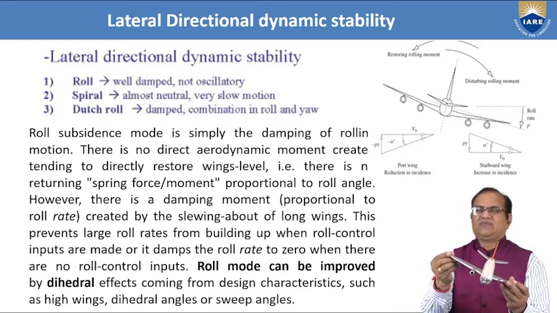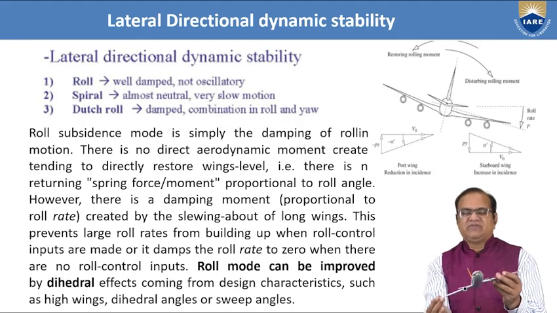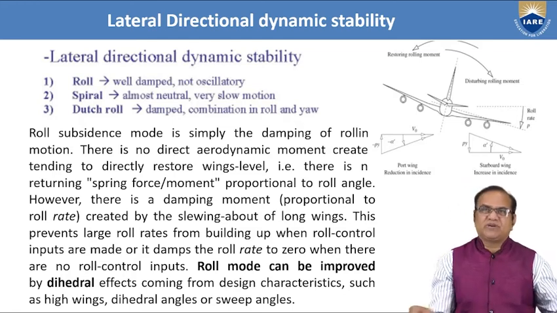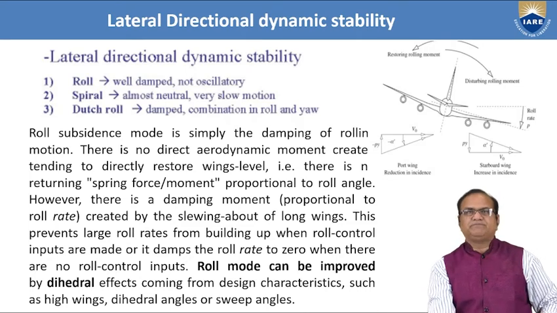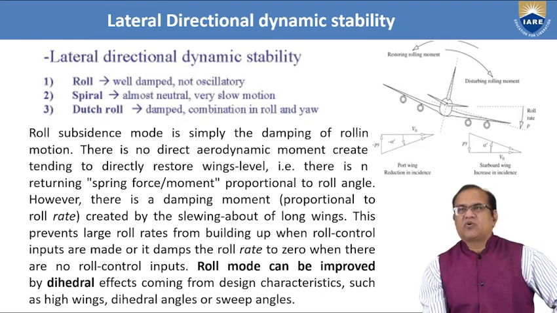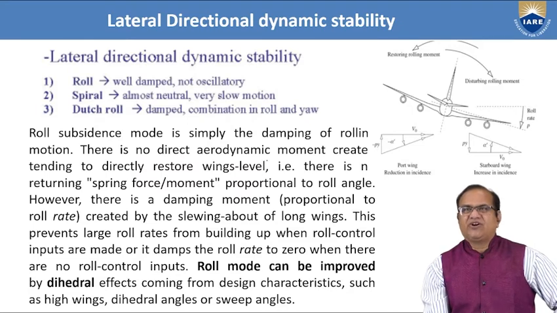So it will immediately come back like this. There will not be much disturbance. Immediately it will come back. It will not do like this, like this. Okay. So the roll subsidence mode, as it is also called, is simply the damping of rolling motion. There is no direct aerodynamic moment created that tends to directly restore wings level.